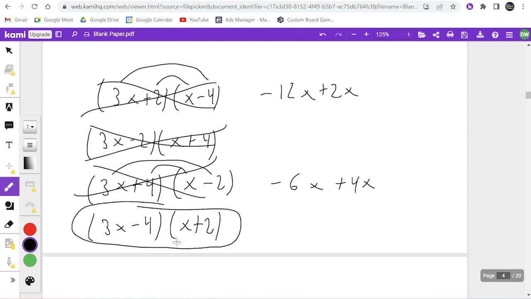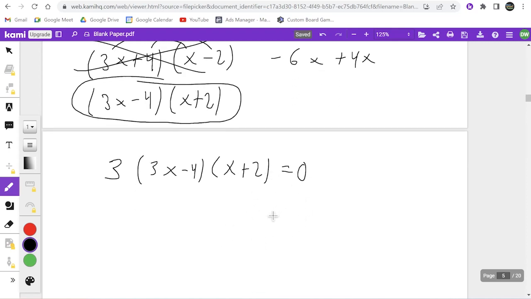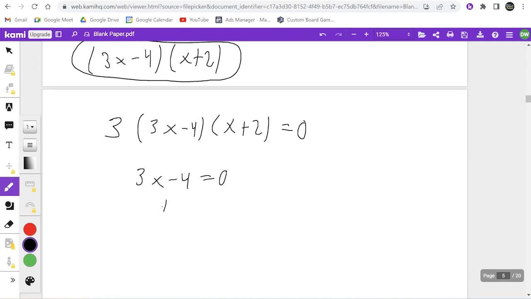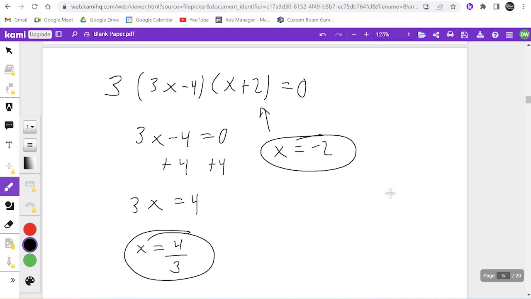It's going to be 3x minus 4 times x plus 2. Now, don't forget the 3 out in front. It's 3 times 3x minus 4 times x plus 2 equals 0. And then I just have to set both equal to 0 and solve. So 3x minus 4 equals 0. I'm going to add 4 to both sides. So 3x equals 4. And then I divide by 3. X is equal to 4/3. That's one of my answers. And then the other answer is easy because it just uses the negative rule. And x is going to be negative 2. And we're done. Any questions?